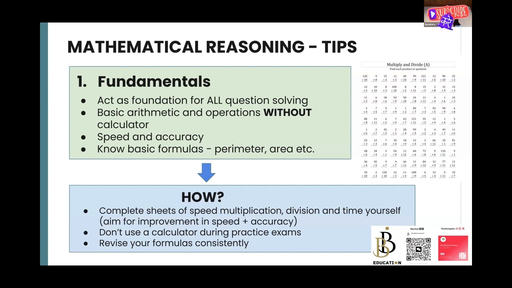And the most efficient way is to complete sheets of speed, multiplication, and division and time yourself. Since students most struggle with multiplication and division, you should be aiming for improvement in speed and accuracy in these two. So I put an example on the right side of the slide. This is something that you should be printing out and timing yourself each time you complete one. And obviously you should be marking it afterwards to see how accurate you are. I would suggest that you're completing this at least once a day and you're aiming for, again, both improvement in your speed and accuracy. So your time should be shorter and the number of answers that you get correct should be increasing.